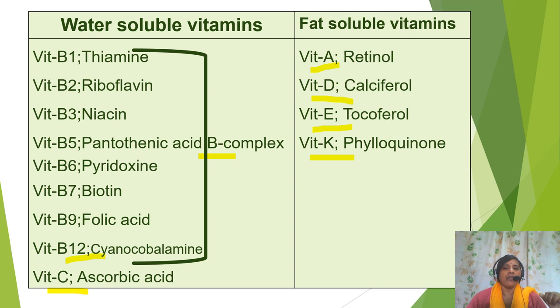And why do we call them B complex? Because each of these vitamins is structurally unique and their function is also unique, but there is an overlap in their existence. They coexist in the same food as a complex. That is why these are all grouped together as B-complex vitamins. Okay, I think it is clear.